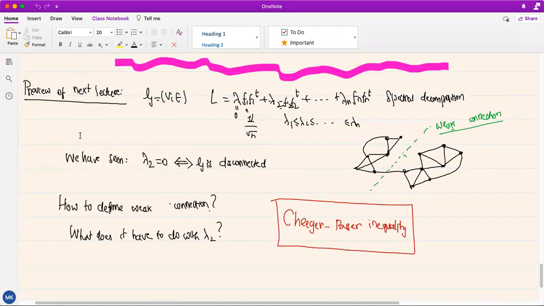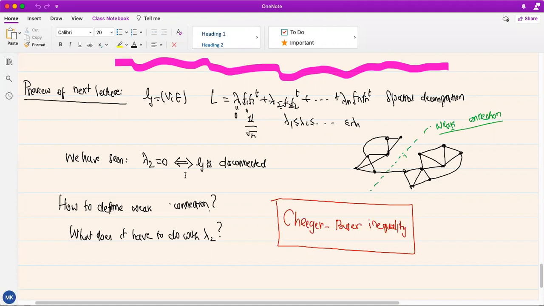What we have already seen is, if you have a graph, remember that for me a graph is always a finite graph without loops and multiple edges, so it's a finite simple graph. The first eigenvalue is zero, and the second eigenvalue is zero if and only if the graph is disconnected. Whenever the graph is connected, lambda 2 is positive. What we want is a quantitative version of this.